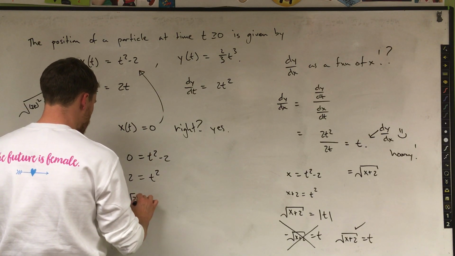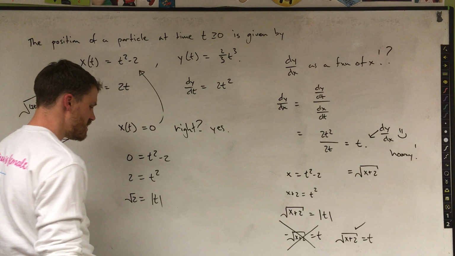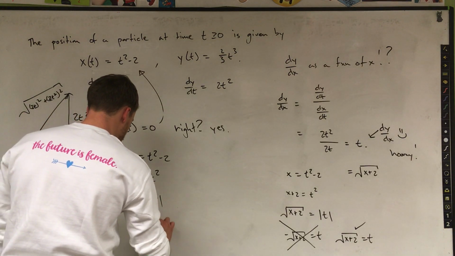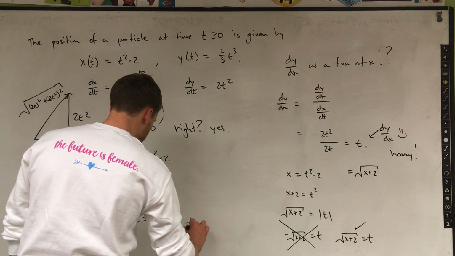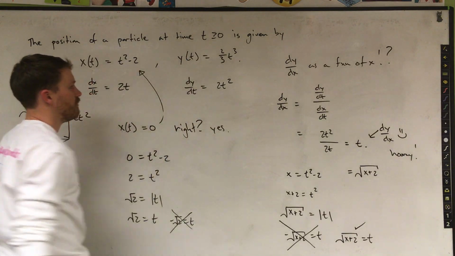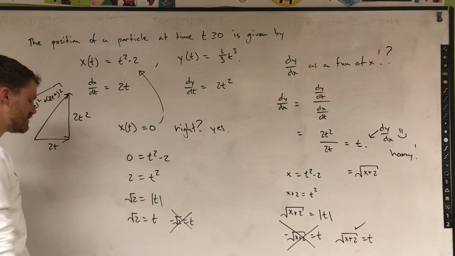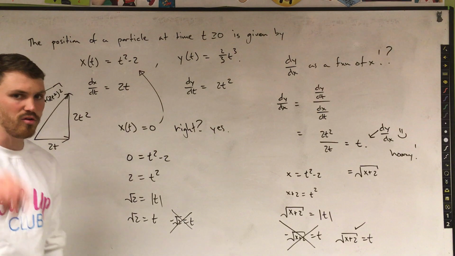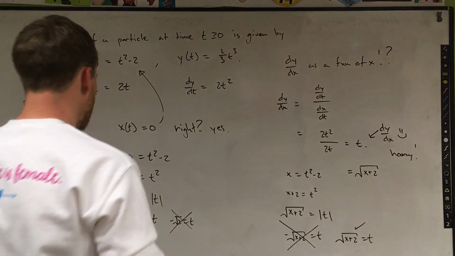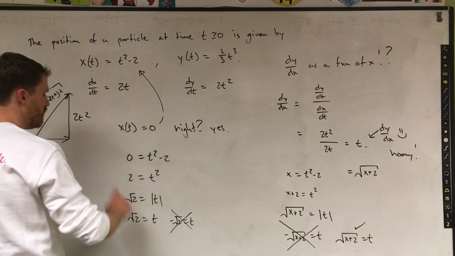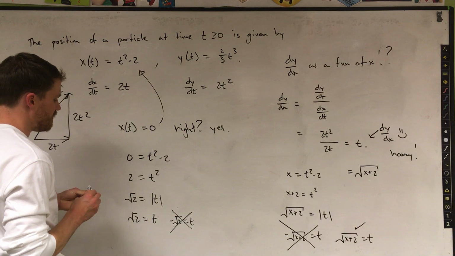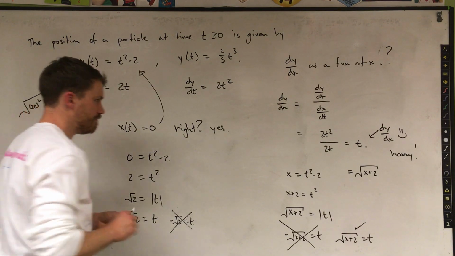Therefore, square root 2 equals absolute value t. So square root 2 equals t, or negative square root 2 equals t. But the negative doesn't work because I'm only dealing with positive t values. Therefore, t equals square root 2. That is the time the particle was on the y-axis, because that's when my horizontal position is 0. Now I need to find the acceleration vector at that time.